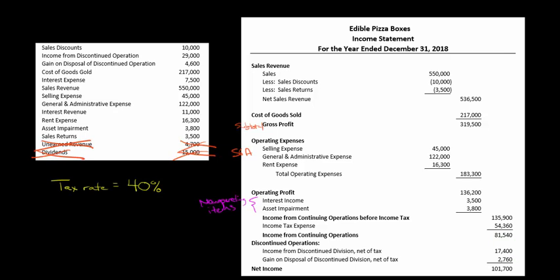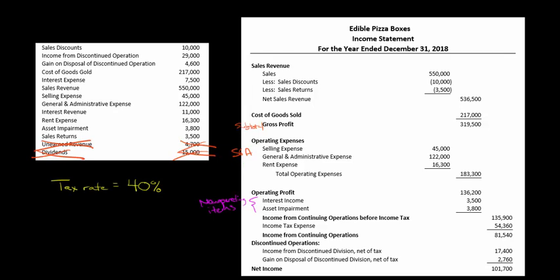But then we also have a gain or loss on the actual sale of the division, right? So we've got the profit or loss that the division had. In this case, it was a profit. And then we have the gain or loss on the actual disposal, on the sale of the division. And so that gain is $2,760, and that also is presented net of tax. And that gives us our net income of $101,700.